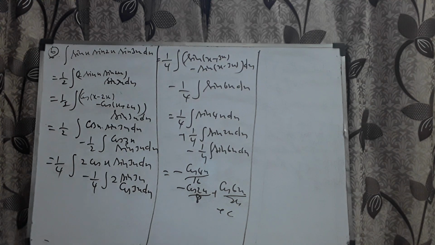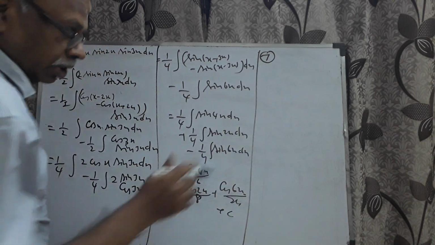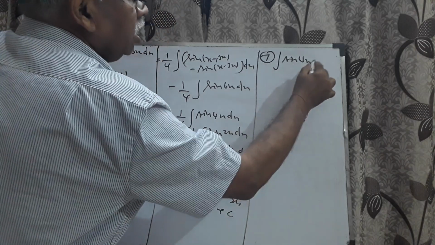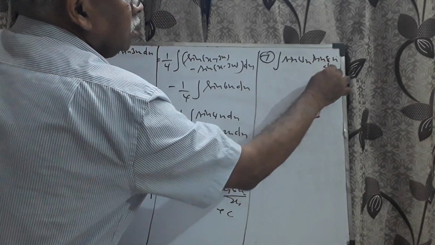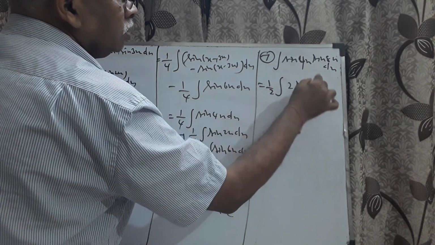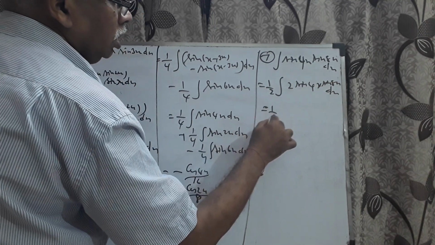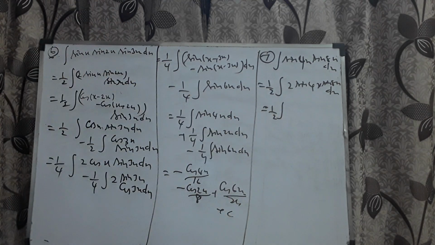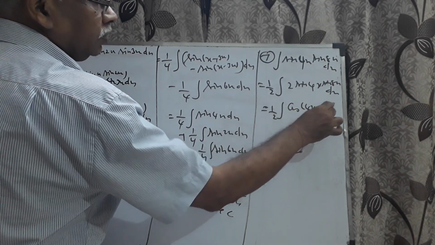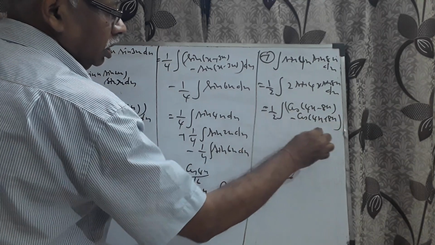Understand, please understand, and then proceed with similar problems if you come across them. Integral sin 4x sin 8x dx. Multiply and divide by 2. 2 sin 4x sin 8x dx. Now, already I told you, 2 sin a sin b is cos(a minus b) minus cos(a plus b). Therefore cos(4x minus 8x) minus cos(4x plus 8x) dx.